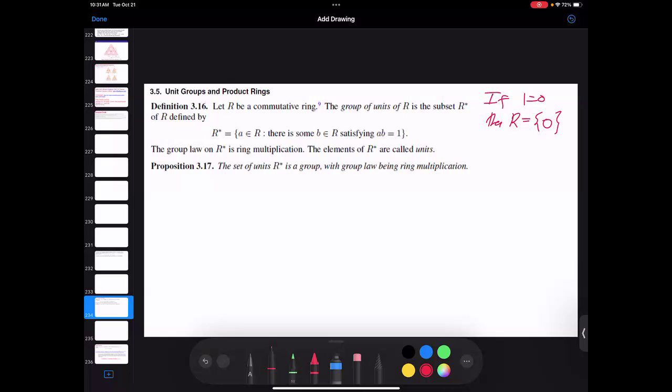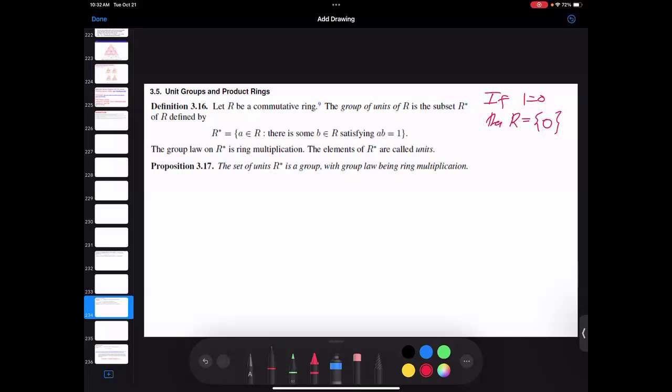But if 1 equals 0, what's 0 times 0? It's also 1. So in this special case, when 1 equals 0, your ring has just one element, and everything is invertible. 0 is invertible. Right? As long as 1 is not equal to 0, then you don't have that absurdity. So sometimes you say, look, let's just look at a ring and we'll assume in the ring that 1 is not equal to 0. The ring has to have at least two distinct elements, the multiplicative identity and the additive identity.